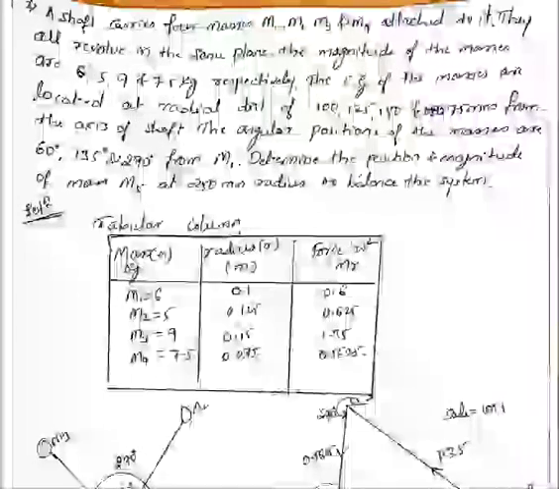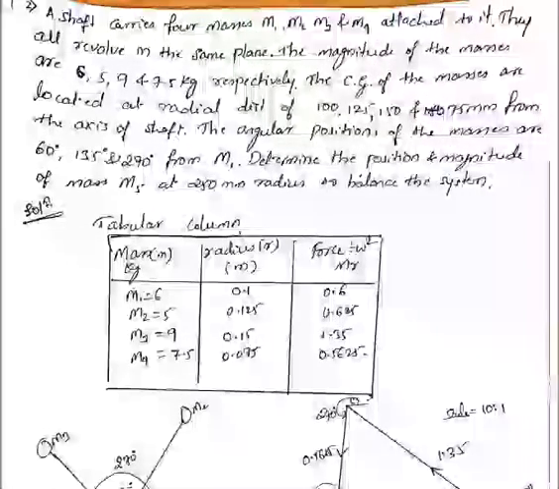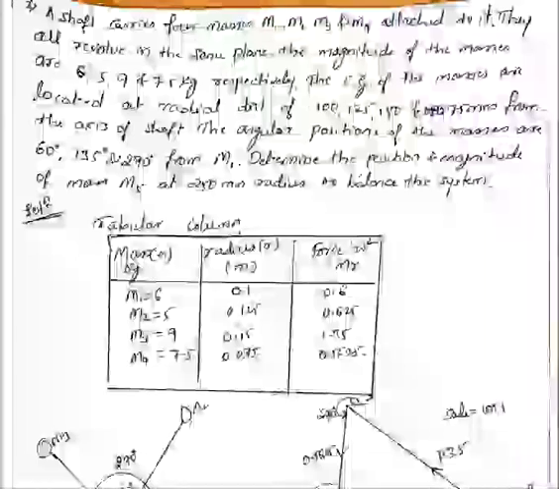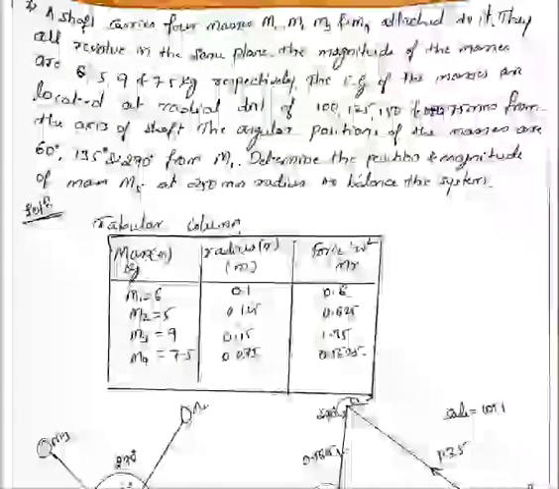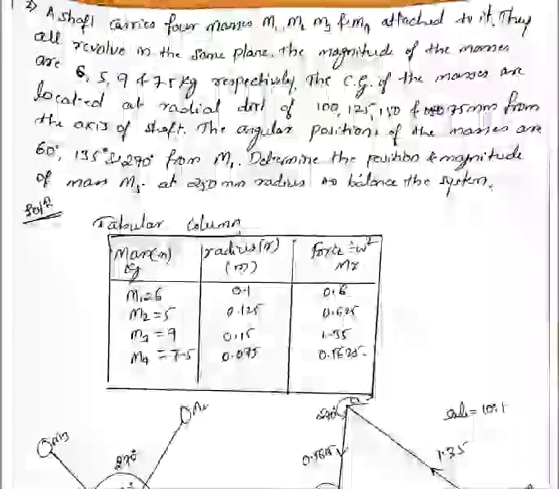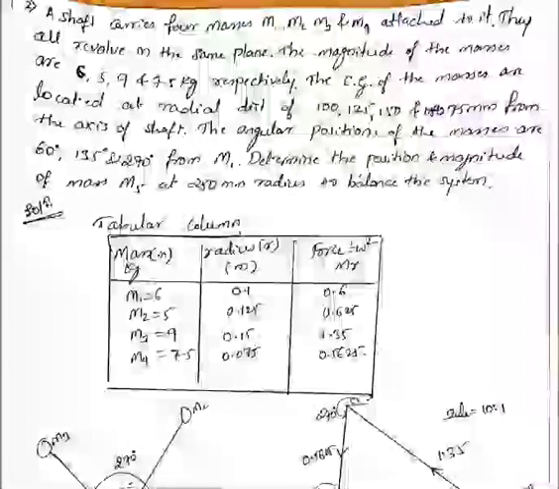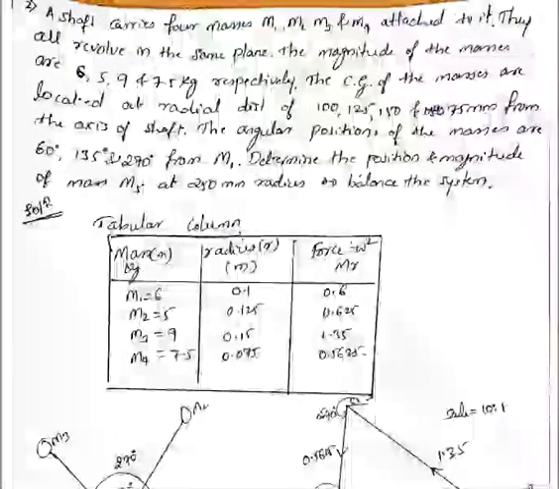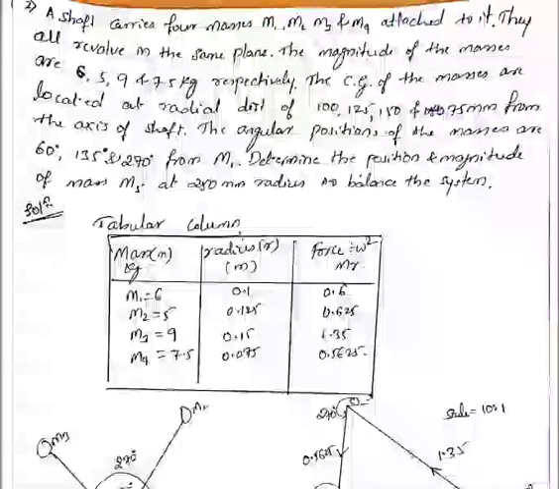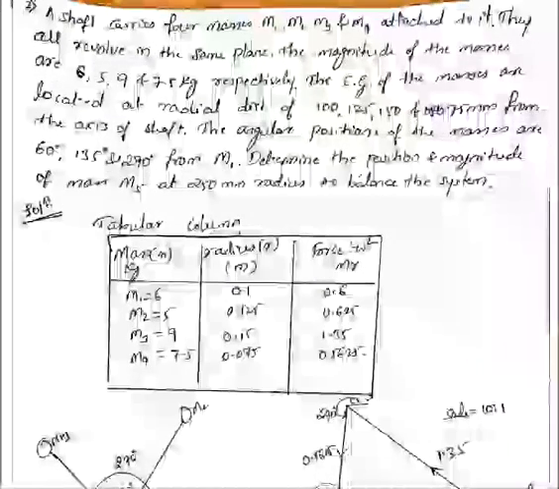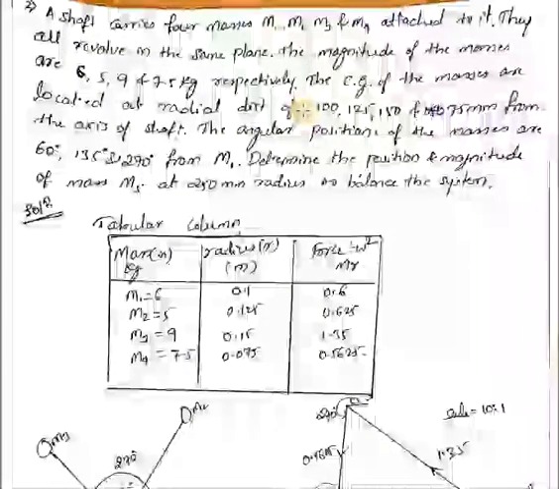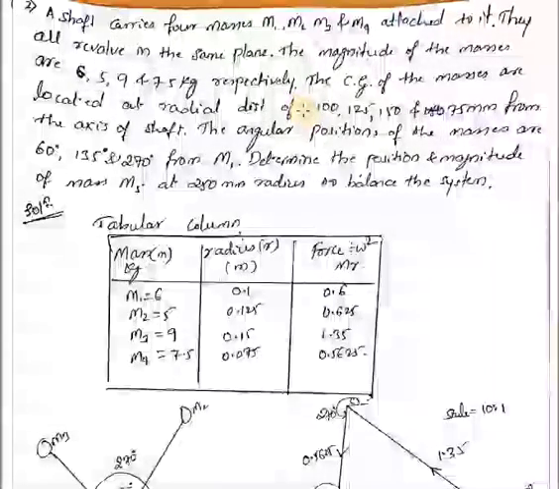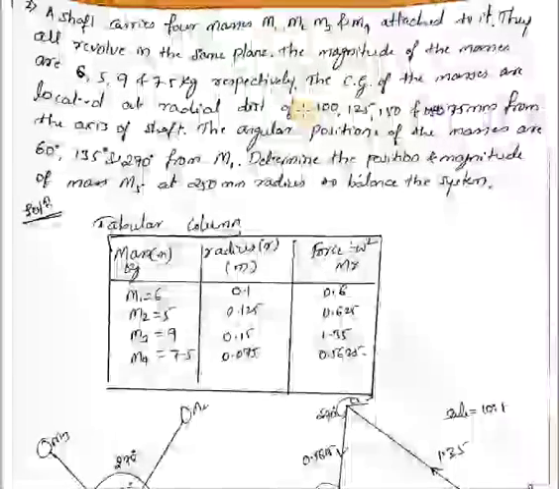So the question statement is: a shaft carries 4 masses M1, M2, M3 and M4 attached to it. They all revolve in the same plane. The magnitude of the masses are 6, 5, 9 and 7.5 kg respectively. The center of gravity of the masses are located at a radial distance of 100, 125, 150 and 75 mm from the axis of shaft.